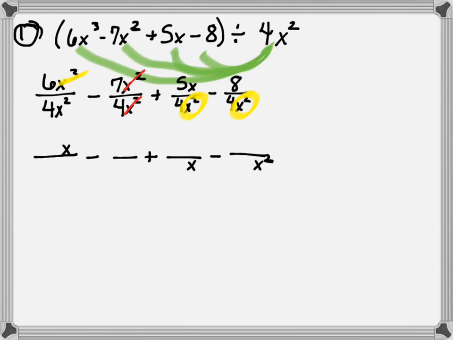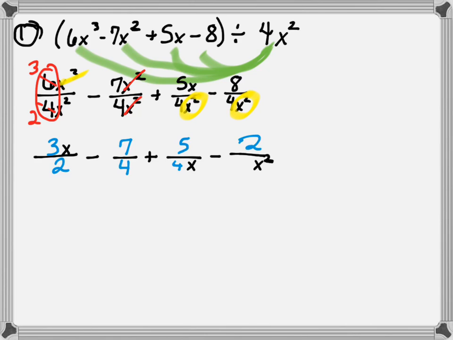Now, let's look at the numbers. I have a 6 and a 4. Can they reduce? We can divide both of them by 2, leaving me a 3 and a 2. So, 3 over 2. 7 and 4, can they reduce? No. 7 fourths. 5 and 4, can that reduce? No. 8 and 4, can that reduce? Yes. Half. Where's the 2 going to remain? Top or bottom? Top. The 2 is on top.